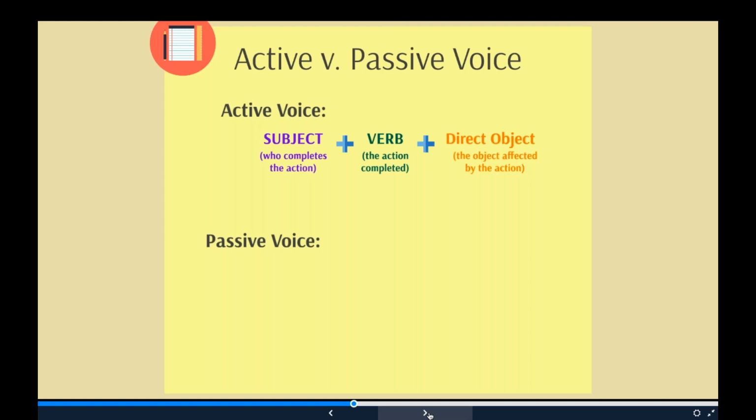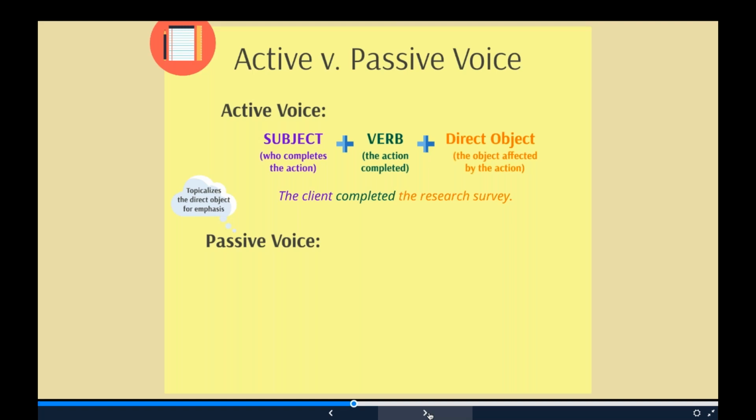After that, you can follow with more information about the direct object, the person or the thing affected by the action, and any descriptive phrases that you need to clarify your meaning. This is the order you'll follow to make any passive voice active. So for example, the client completed the research survey. Now in passive voice, we topicalize the direct object for emphasis.